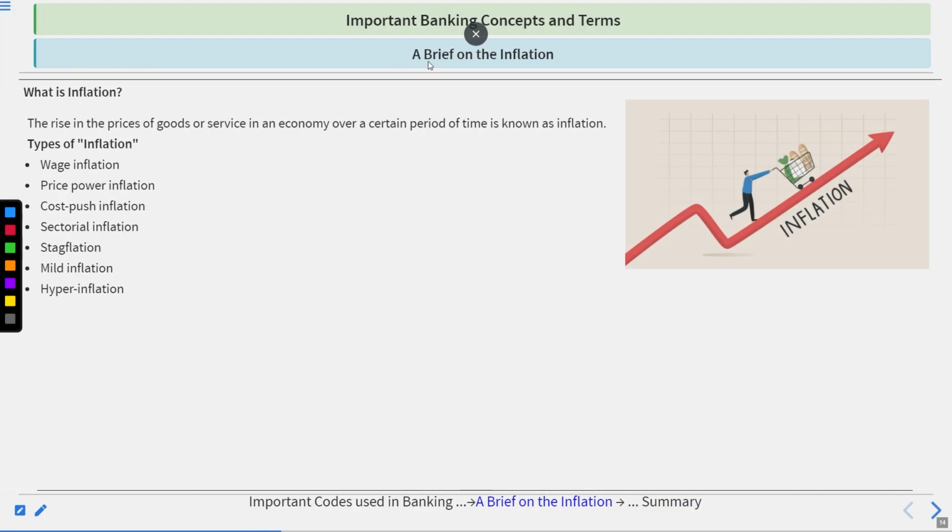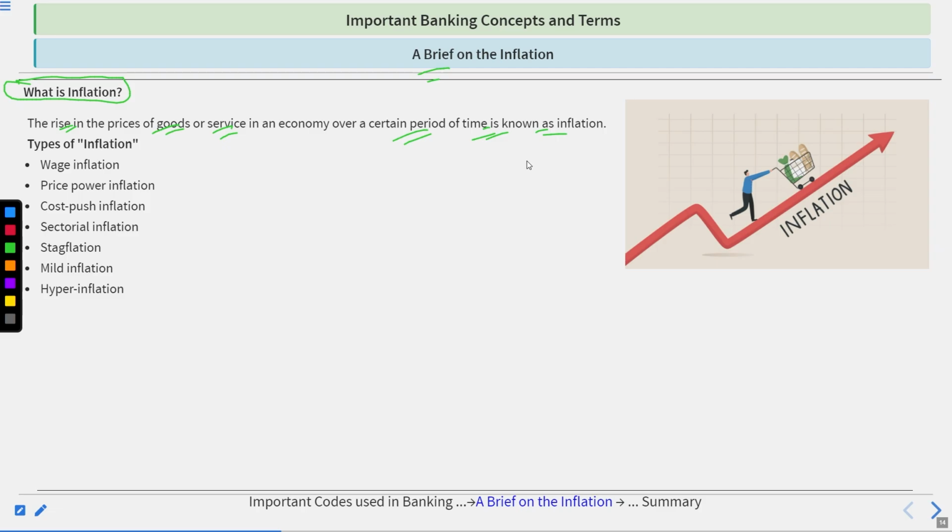Now, let's have a brief on inflation. So what do we mean by inflation? Inflation is the rise in the price of goods or services in an economy over a certain period of time. Suppose something was selling at rupees 100 and now it is selling at rupees 150. So 50 rupees is an increase in the price. That will be inflation. Got it?